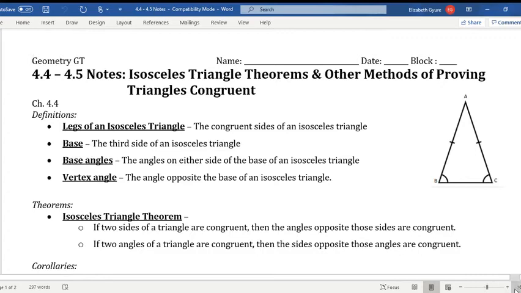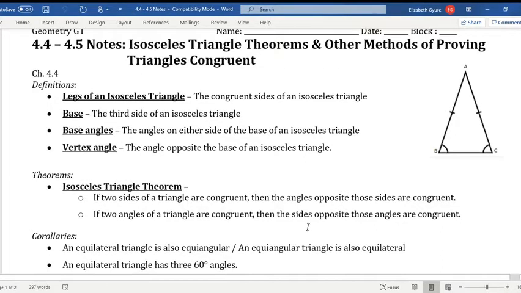Talking about isosceles triangle theorems and other methods of proving triangles are congruent. So we're going to learn the rest of our congruent triangle postulates today, actually. So, a couple of vocab things.